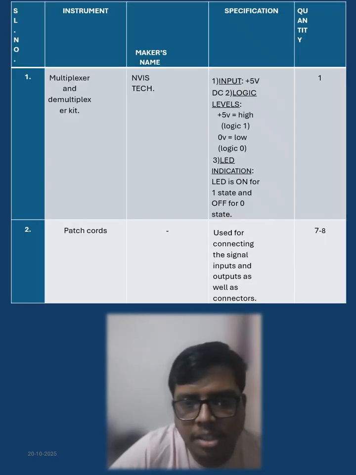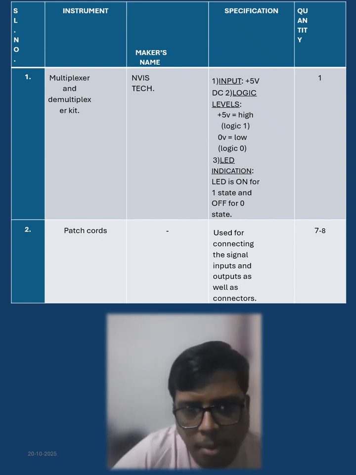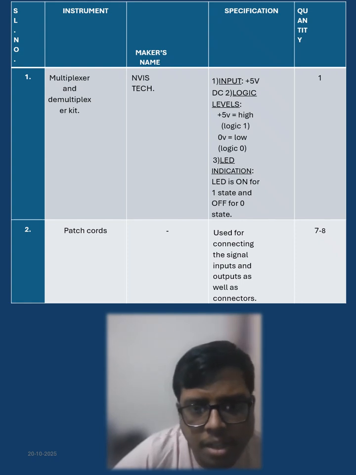And this is a sample of the apparatus table, how it should be written. It is not necessary to write the specification for the patch cords. The quantity is just the same, 7 to 8, and if you feel, you can modify this as per your choice. And the demultiplexer multiplexer circuit is a trainer kit made by NV's Tech, and specifications are there. You can also add the maker's number depending upon whatever the instruction is given in future by other teaching assistants.